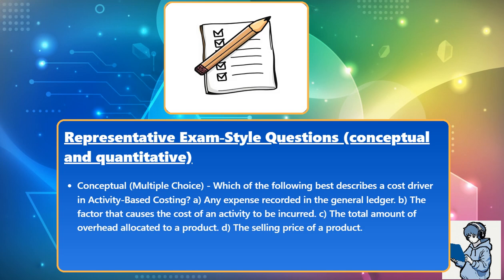A, any expense recorded in the general ledger. B, the factor that causes the cost of an activity to be incurred. C, the total amount of overhead allocated to a product. D, the selling price of a product. Answer: B, the factor that causes the cost of an activity to be incurred.